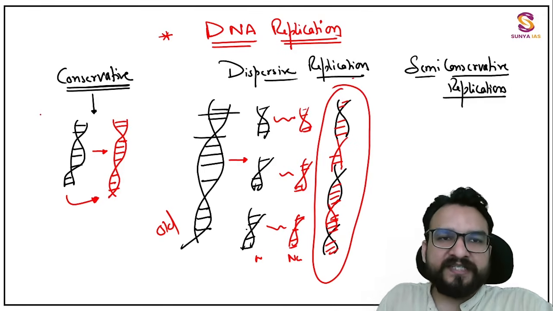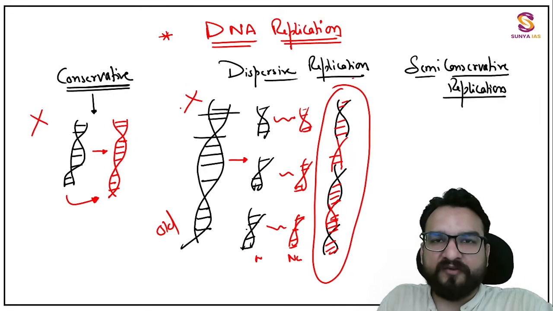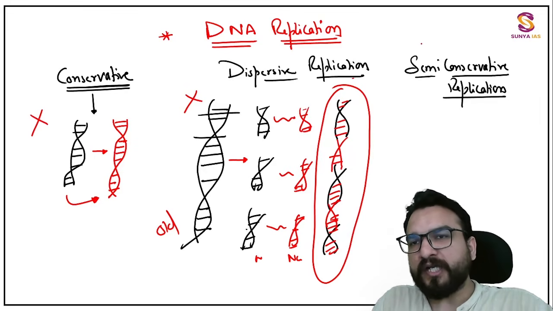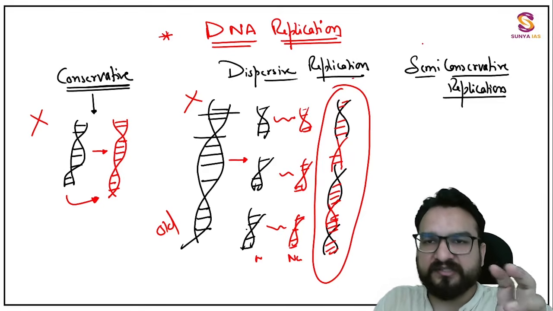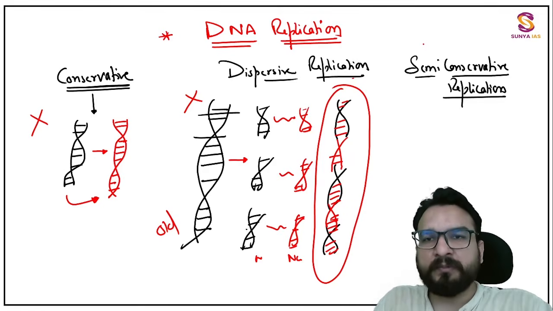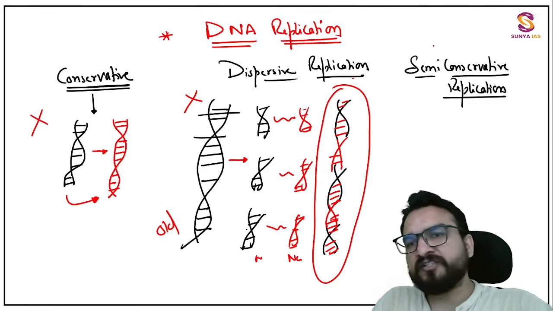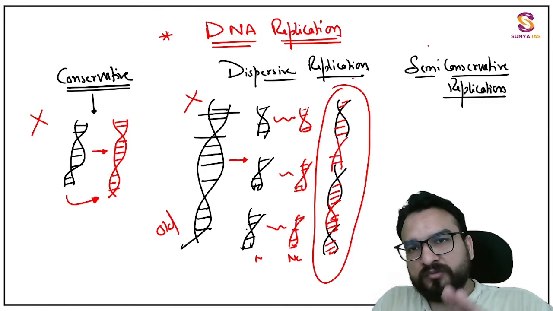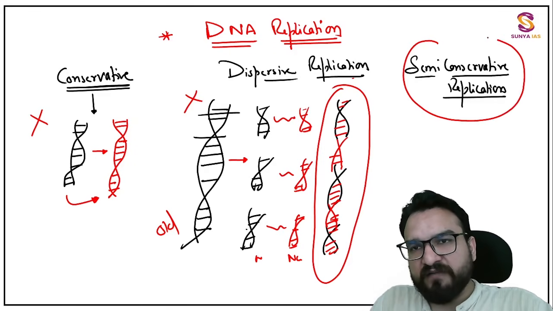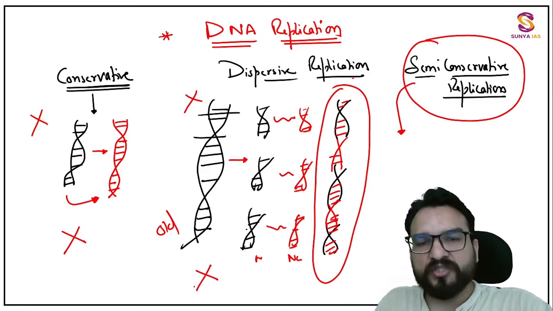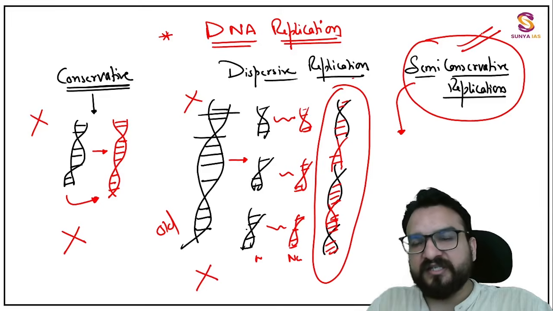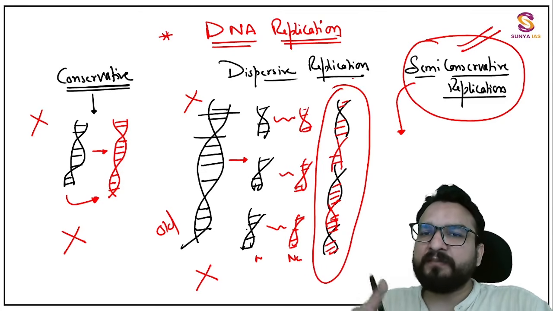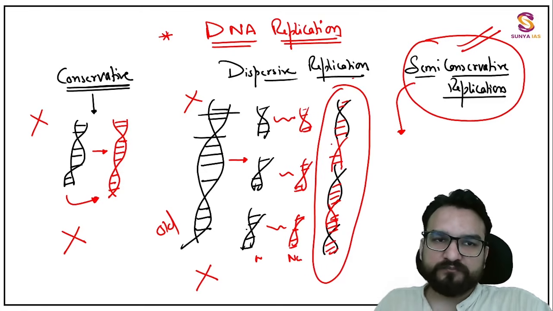Now both of these theories were rejected, guys, after one experiment done by two scientists, Meselson and Stahl. I'll tell you the exact names with correct spelling in the PPT. Okay. So they gave this semi-conservative replication. They proved it by the experiment, which thwarted the theories that were going on. And this is the accepted model of DNA replication, semi-conservative.